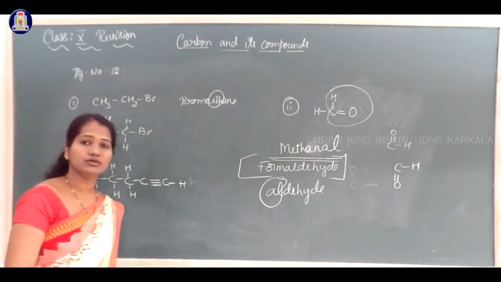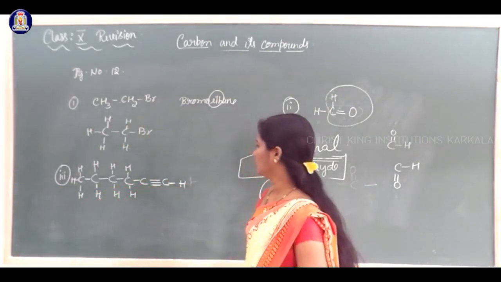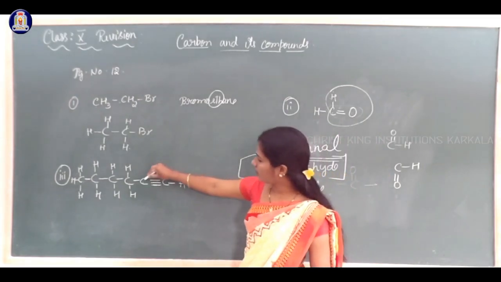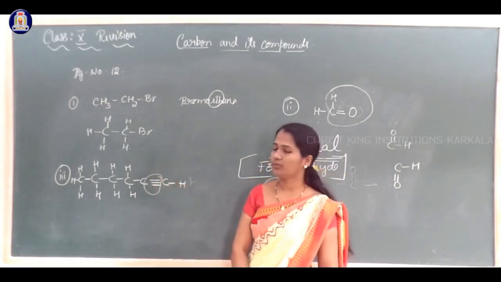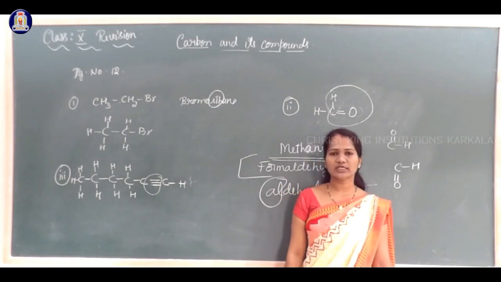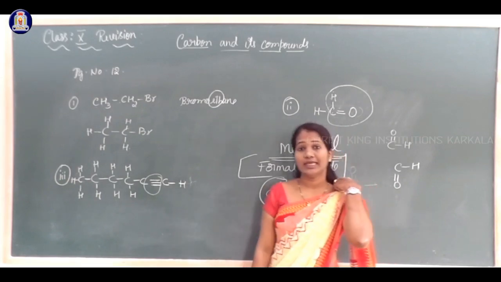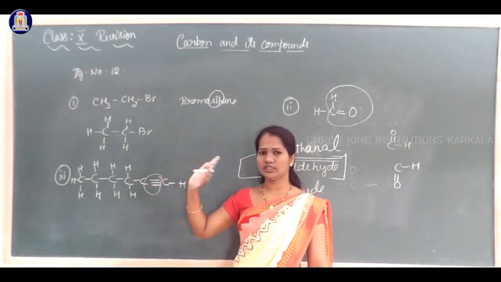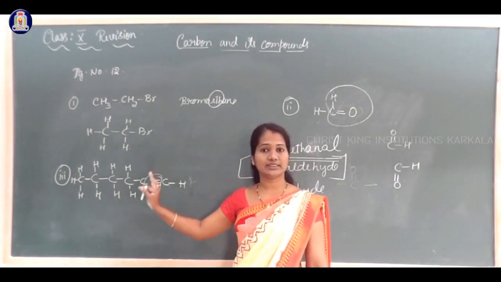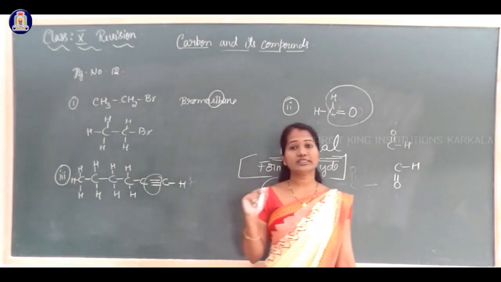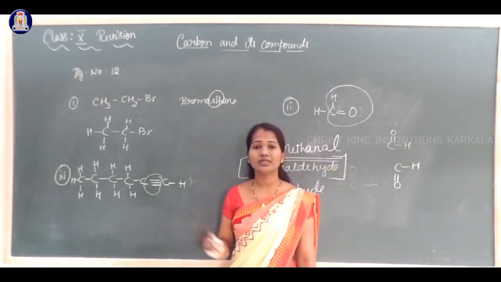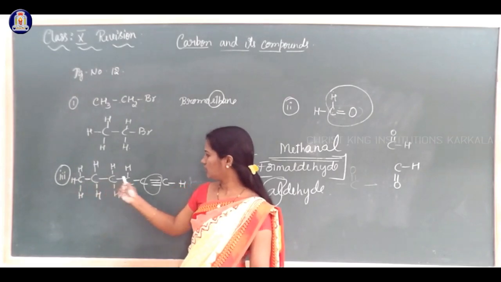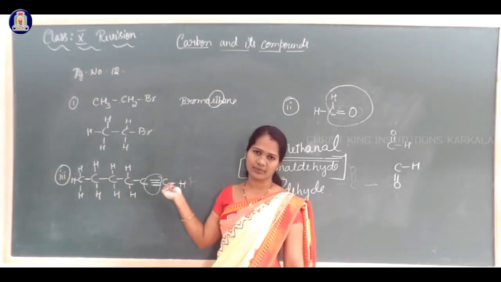So what is the name of this compound? You can see this structure. Here a triple bond is given. When a triple bond is present in the carbon chain, it is an alkyne. So you are deciding this is an alkyne. Now, what is the name of this compound? Count the number of carbons. How many carbons? 1, 2, 3, 4, 5, 6 carbon atoms.